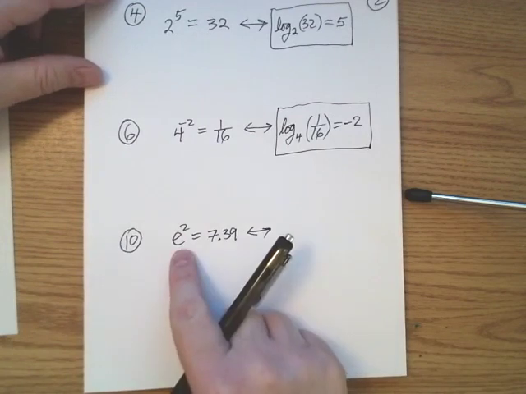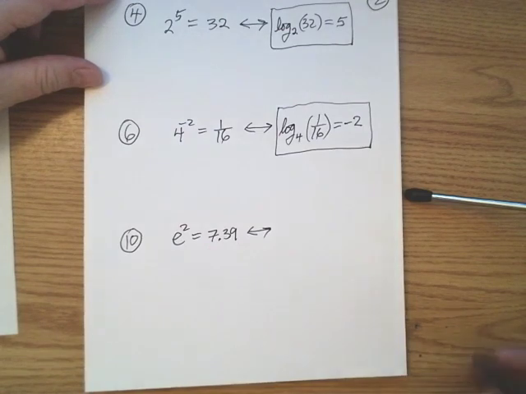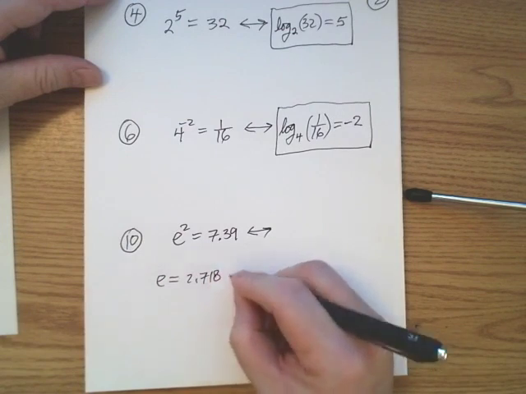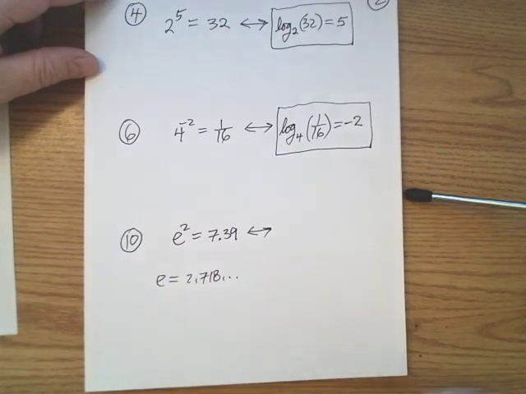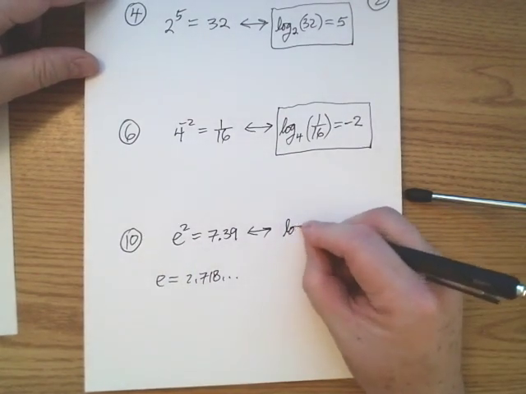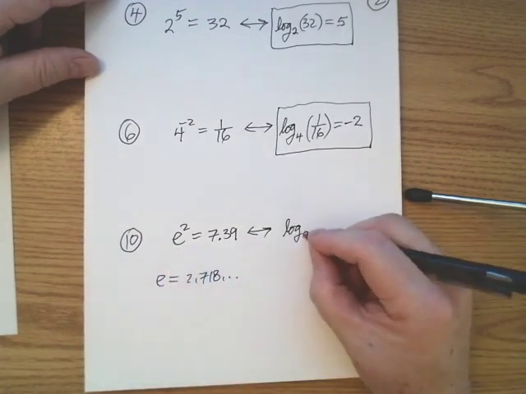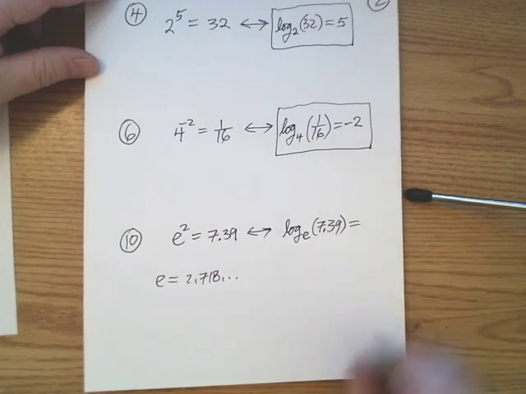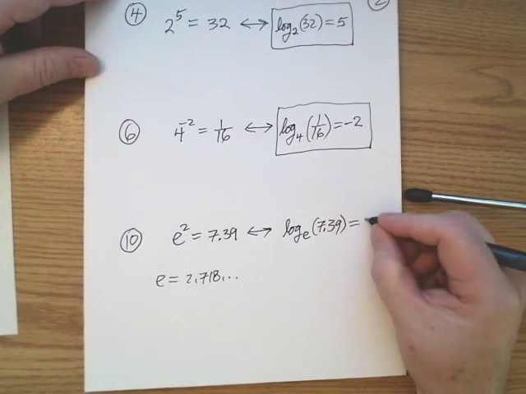e to the second power is 7.39. Do you remember what e was? e was the base of the natural logarithms, 2.71828. Remember I showed you the other day? Well, anyways, could you rewrite this? Logarithm, well, what's the base? The base is e, so I could say logarithm base e. What's the value of the whole exponential? 7.39. And this is supposed to equal the exponent. This whole thing is the value of the exponent over here, so that should be 2.